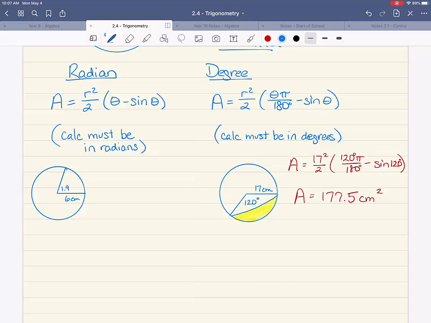So we draw in our third line here, and we are finding the area of this crust right here, this segment. So we start out by putting everything into the formula. We get A equals 6 squared over 2, bracket, 1.9 minus the sine of 1.9. All right, that's what we're going to be typing into the calculator.